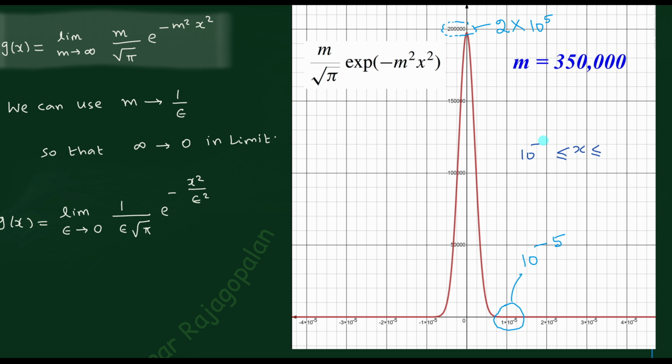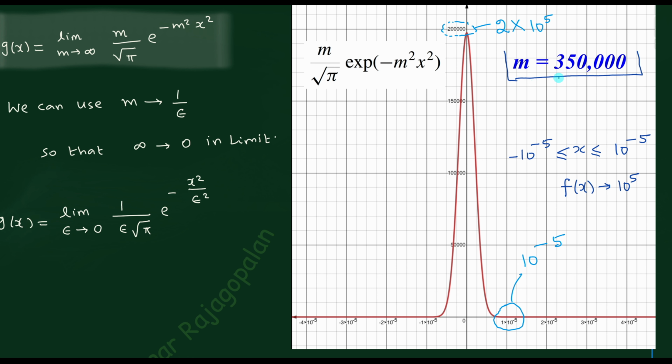If you see the range between 10 to the power minus 5 on the negative x-axis and 10 to the power minus 5 on the positive x-axis, then the value of the function is a large number. We are not interested in the exact value, but it is a large number, 10 to the power plus 5. And all these numbers are valid only for that value of m.